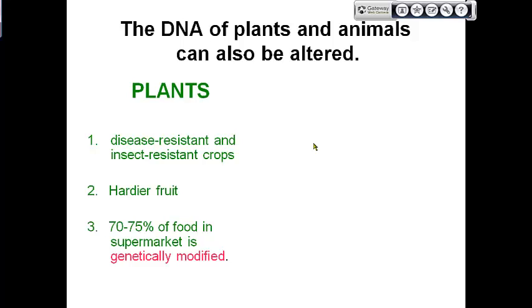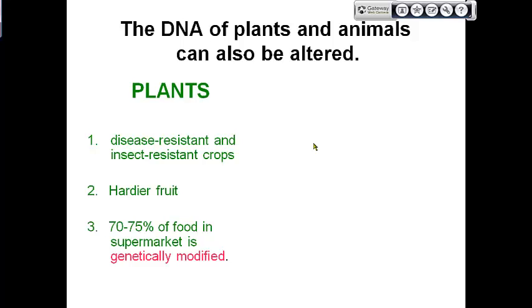70 to 75% of the food in the supermarket that you eat is genetically modified. If you've ever heard of GMO food, it's called genetically modified food or genetically modified organisms. Basically 70 to 75% of all the fruits and vegetables in the supermarket have been genetically modified to be a disease-resistant crop or an insect-resistant crop or a hardier fruit that'll last through cold spells or last longer. So you're eating a lot of genetically modified foods.